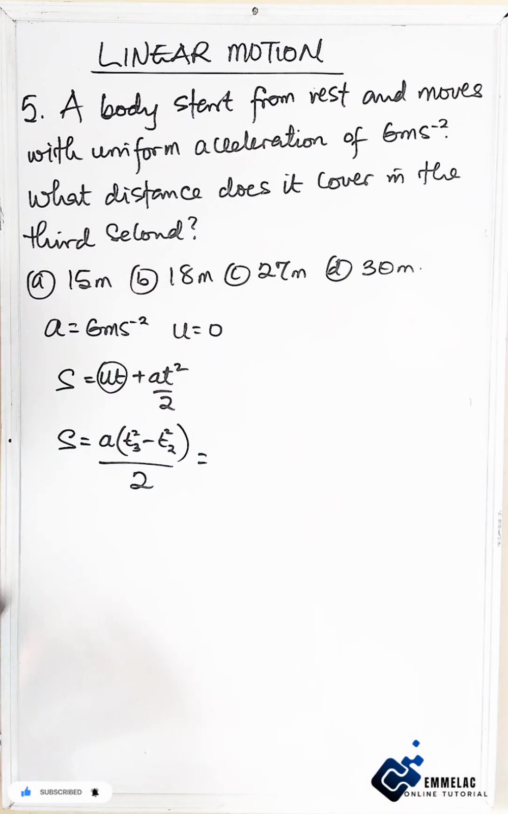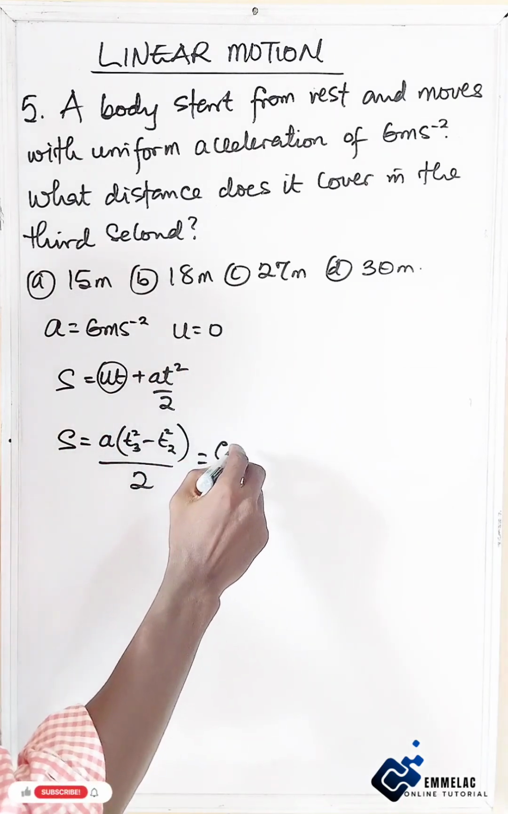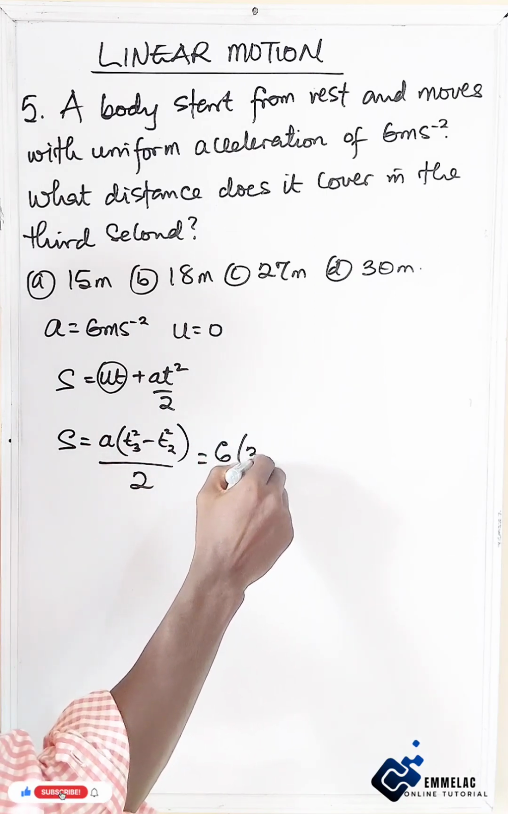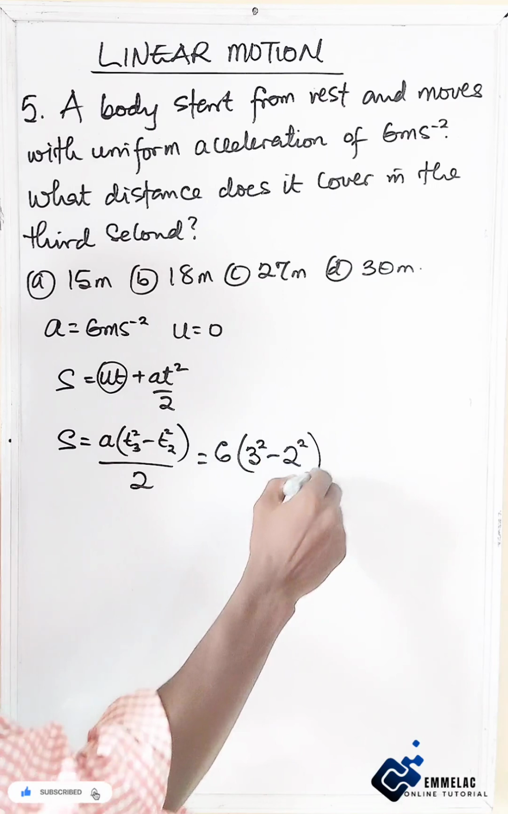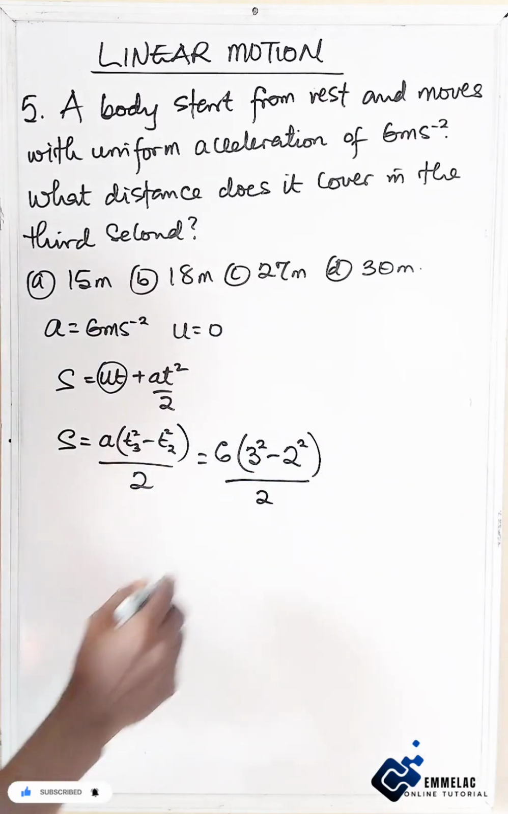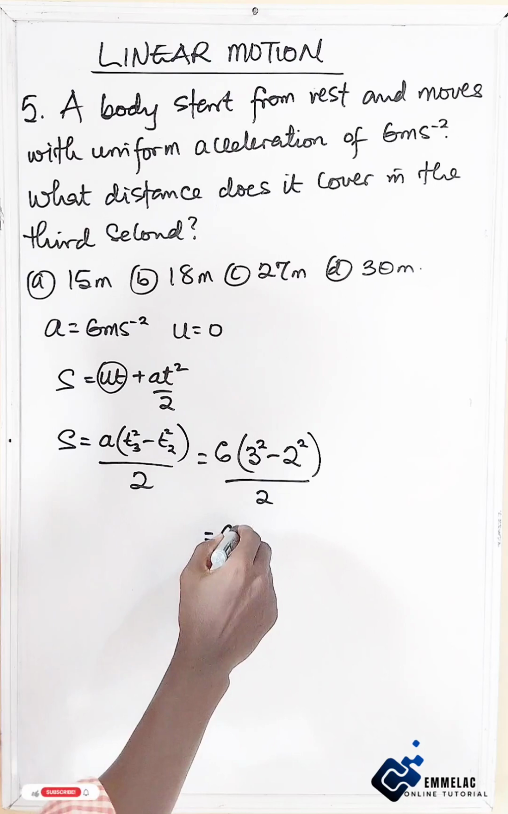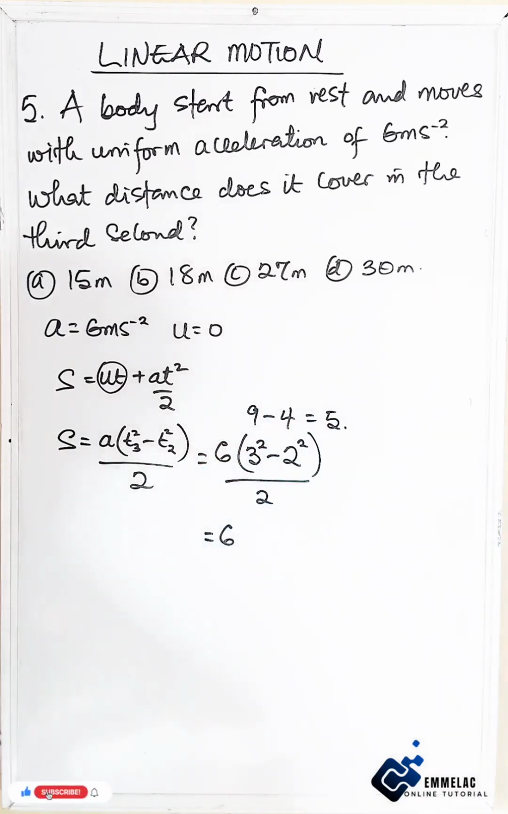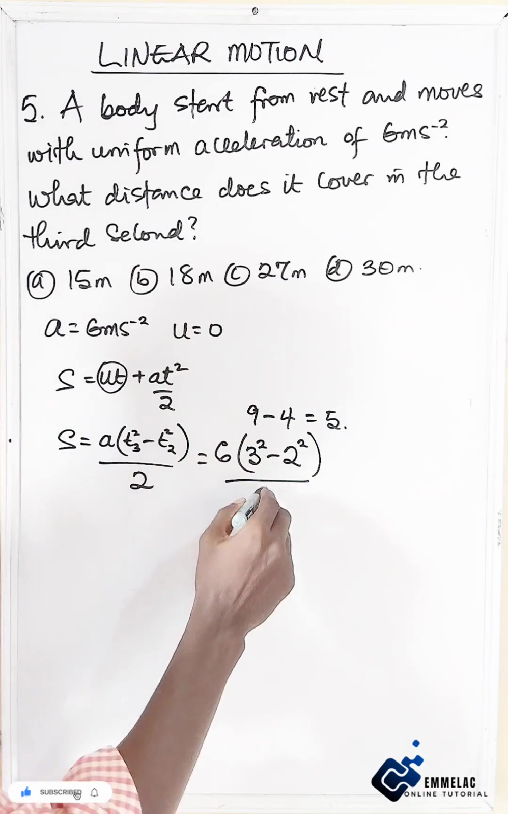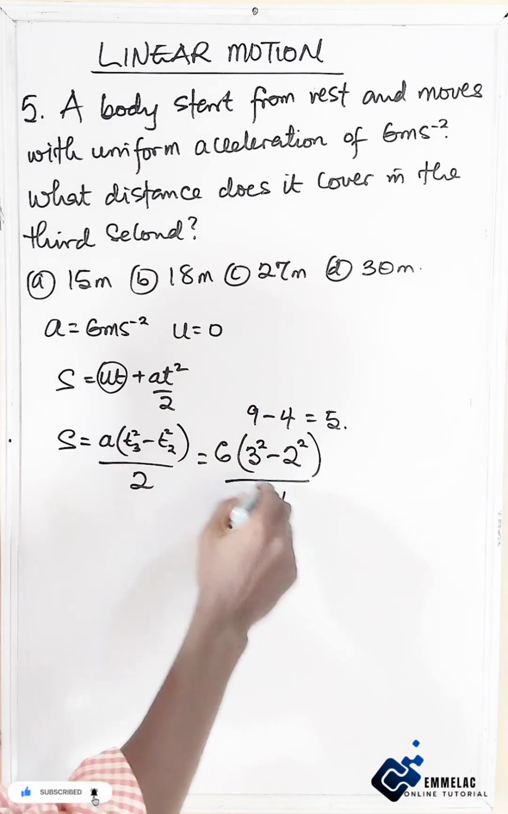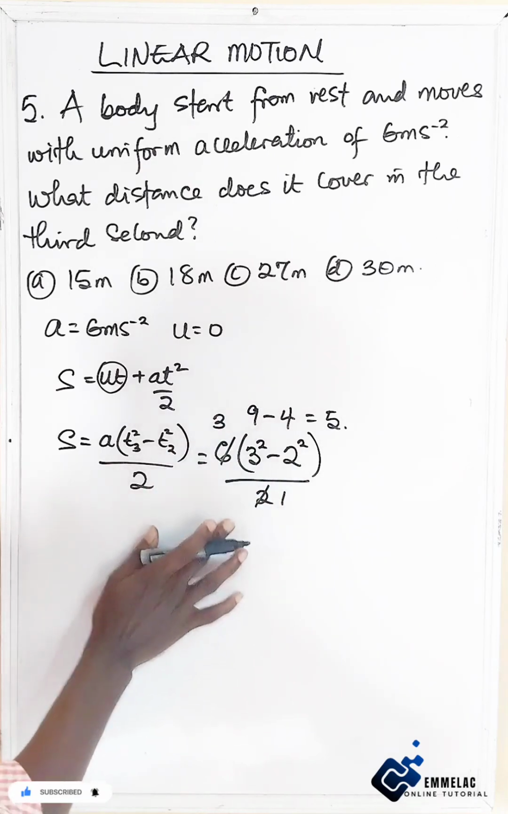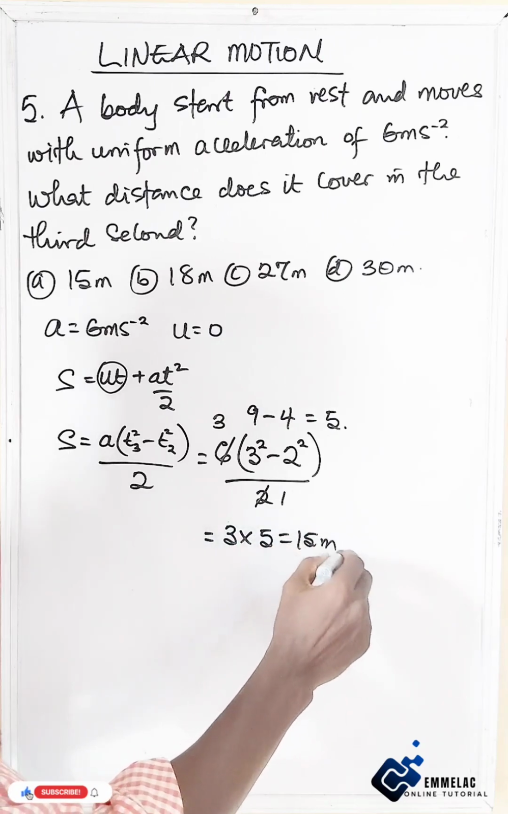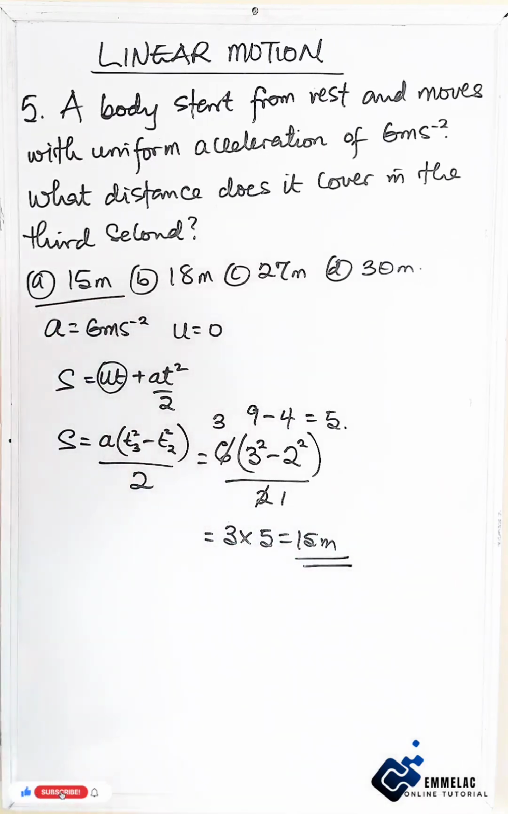So to this end, our a, which is acceleration, that will be 6, then into our third second, that will be 3 raised to the power of 2 minus 2 raised to the power of 2 all over 2. So we end up having 6 here, then 9 minus 4, which will give us what? 5. Okay, so to that end, 2 here, 1, 2 here, 3. So we end up having 3 times 5, which will give us what? 15 meters. Okay, A, the final answer.